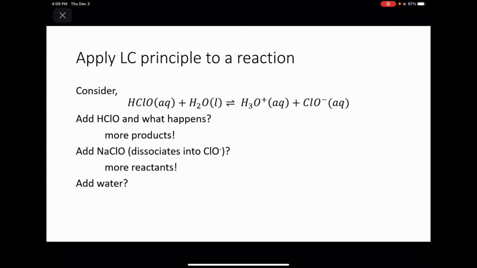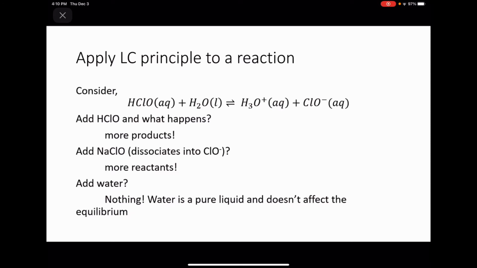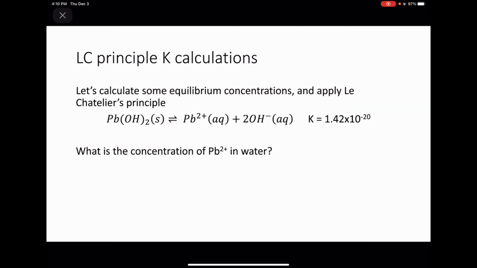What happens if we add water? It's a reactant. So if we added water, we add a reactant, should we get more H3O plus and ClO minus? No, we won't, because water is a pure liquid and it doesn't factor into our equilibrium. So it doesn't matter how much water we add. Remember we said this when we established this idea of heterogeneous equilibrium. Pure solids and pure liquids don't factor into the equilibrium constant. So we can add or subtract as much as we want, and they don't matter in terms of Le Chatelier's principle.